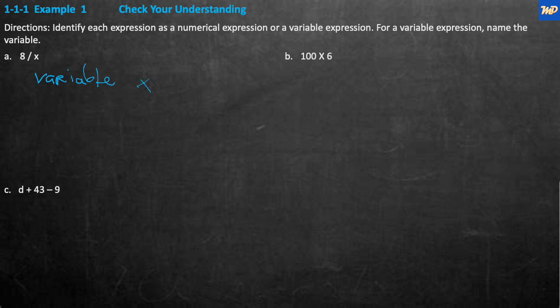B, is B a numerical or a variable expression? Yes, numerical. And there is no variable because it's a numerical expression. And how about C? D plus 43 minus 9. Variable expression or a numerical expression? It is a variable expression, and the variable's name is D. Very good.